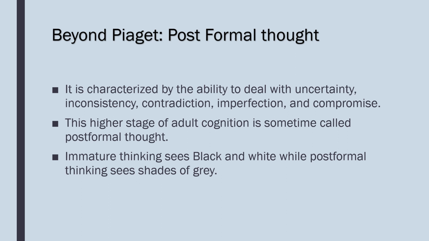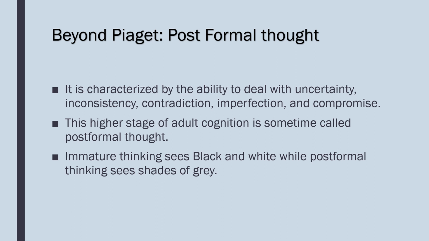That is, they think with not just abstract thinking, but in a way that their experiences come in, and that helps them to choose something properly. So it is characterized by the ability to deal with uncertainty, inconsistency, contradiction, imperfection, and compromise. This higher stage of adult cognition is sometimes called post-formal thought.